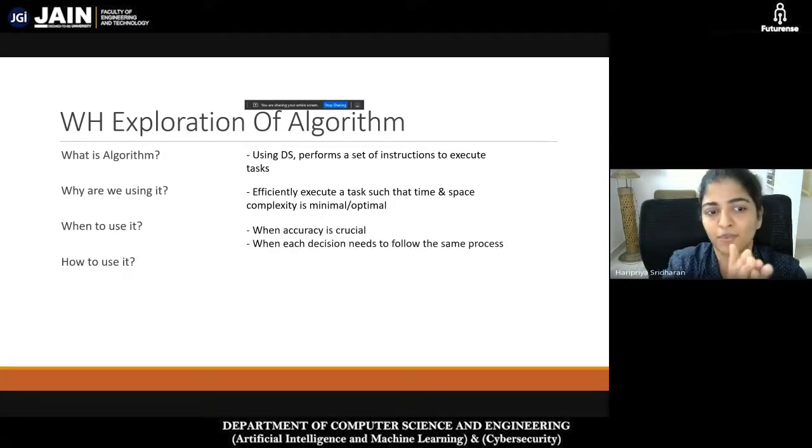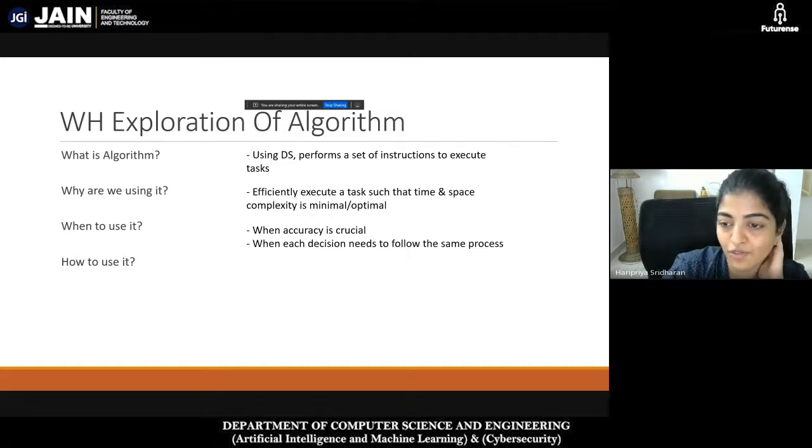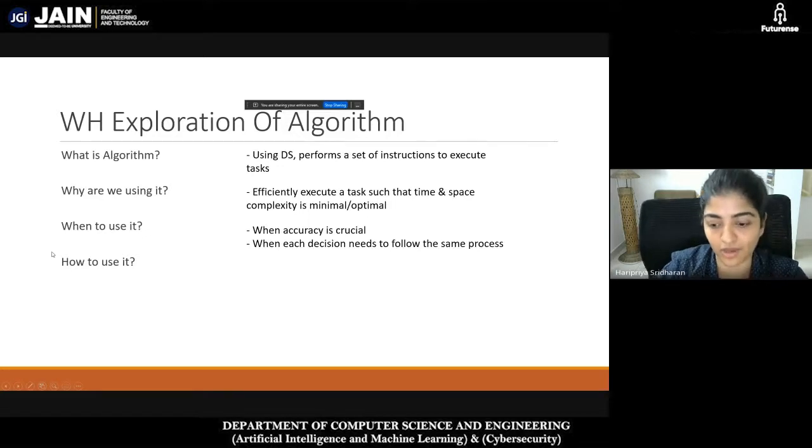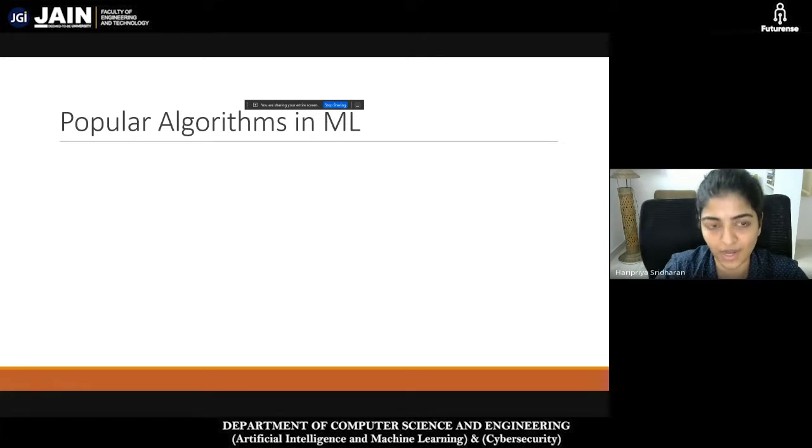So when are we going for a specific algorithm, or when are we even writing an algorithm for use cases? As I said, when accuracy is very crucial, when each decision needs to follow the same process. Whether it's 10 records or a trillion records, we need an effective way of dealing with a problem. So how do we use it? We can go through some of the popular algorithms that are used in ML.